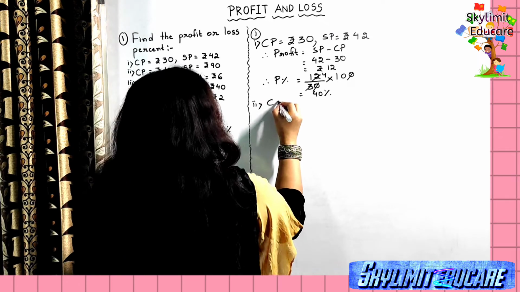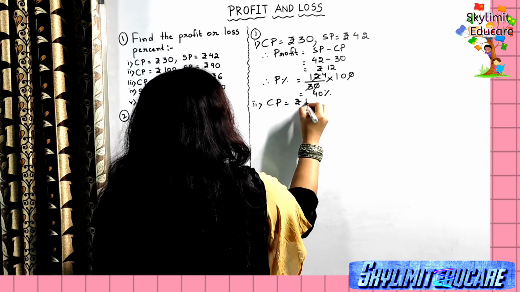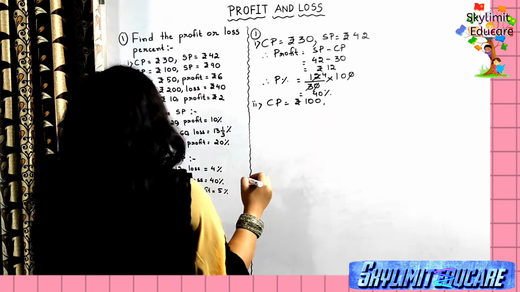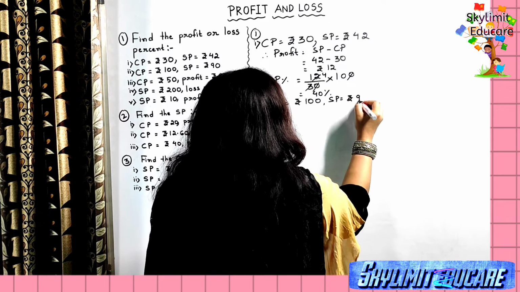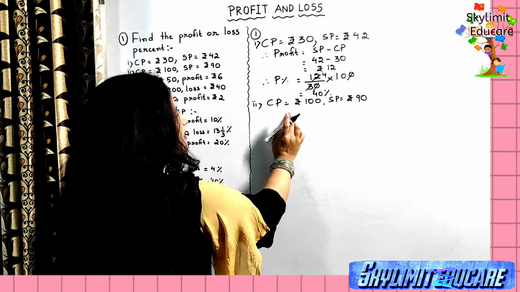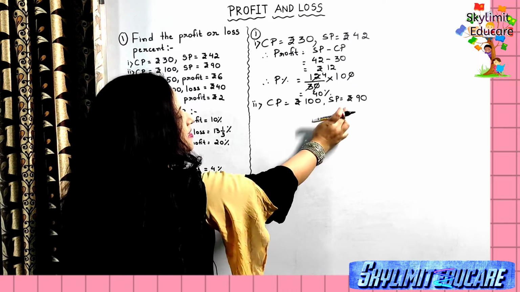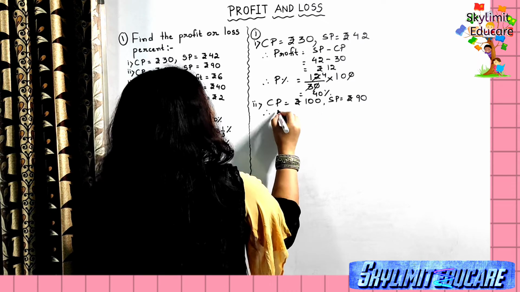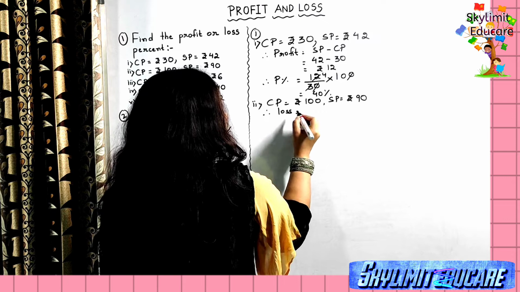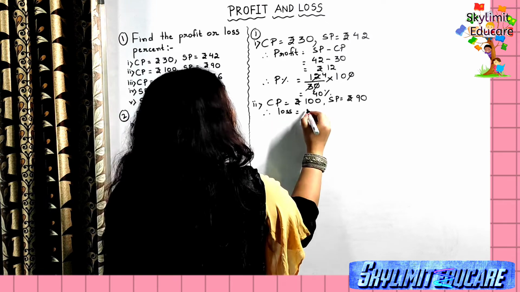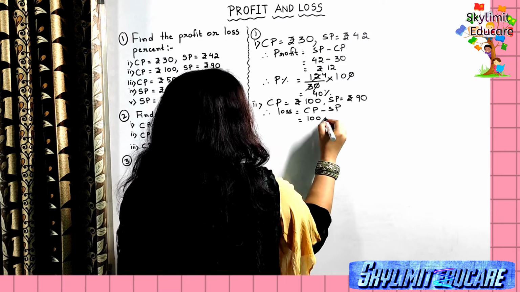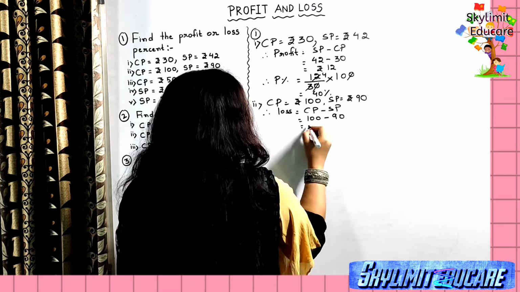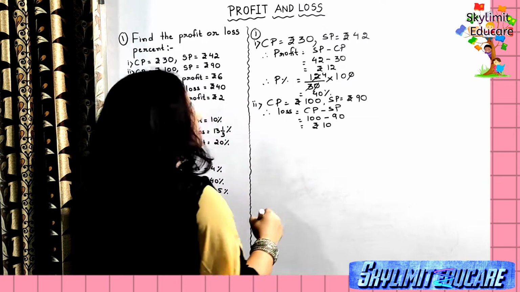Let's come to bit number 2. The cost price is 100 rupees. What about the selling price? It's rupees 90. Now as you can see here, the cost price is more than the selling price, so obviously it's a loss. Loss will be CP minus SP, that is 100 minus 90. So we got rupees 10 as the loss.